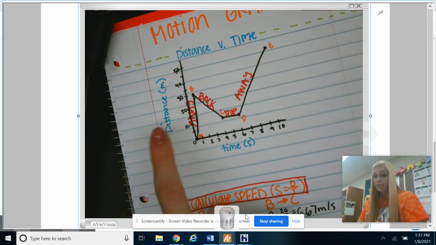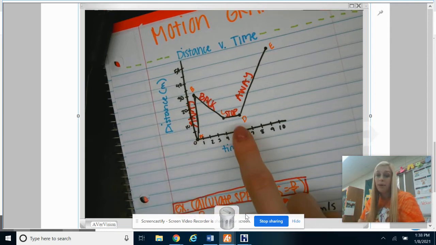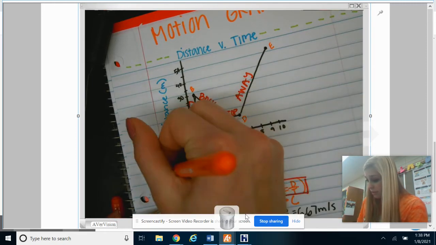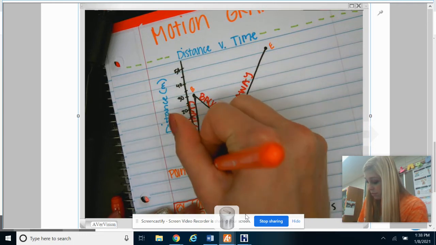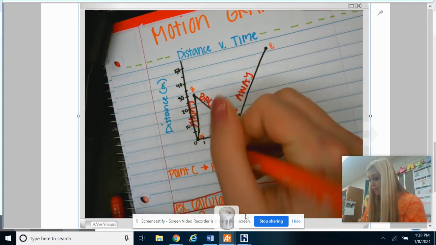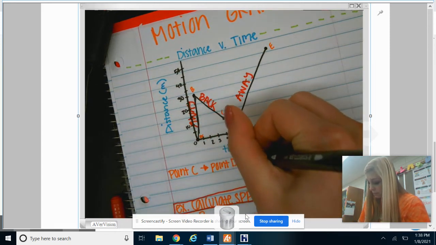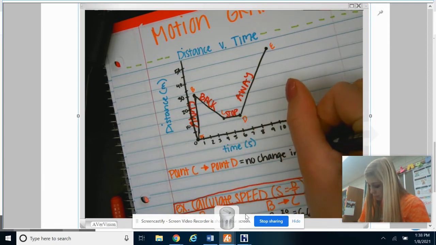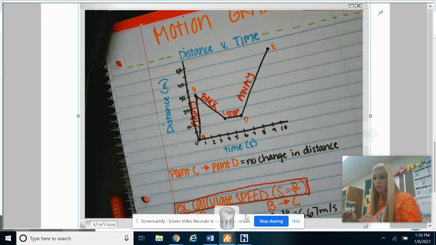I can read it like this because it's a distance time graph. It's showing us how far we traveled in an amount of time. So 2 important things on this graph: we need to know that from point C to point D, there's no change in distance. That's why we put stop there, because we didn't change distance. We stayed at 10 meters. So we're stopped.